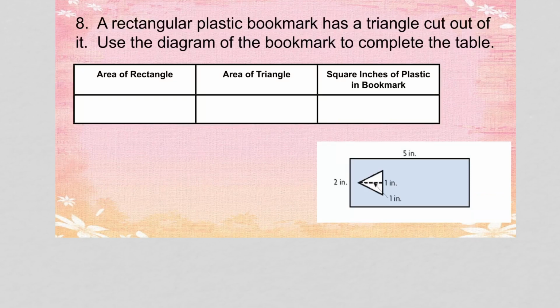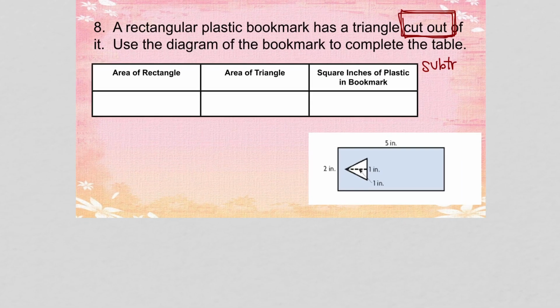This one. A regular plastic bookmark has a triangle cut out. Can you please box these words? Cut out. What does cut out mean? I take it away, which means what? I'm going to subtract. Okay, please use some of your key words. Subtract. Okay, so first I have to find the area of a rectangle, so I'm going to put A equals B times H. Make sure you write the formula. Do it with me. Do what I'm doing.